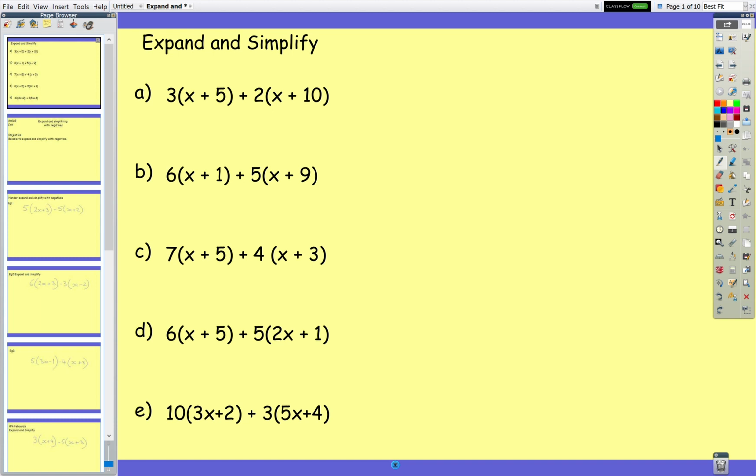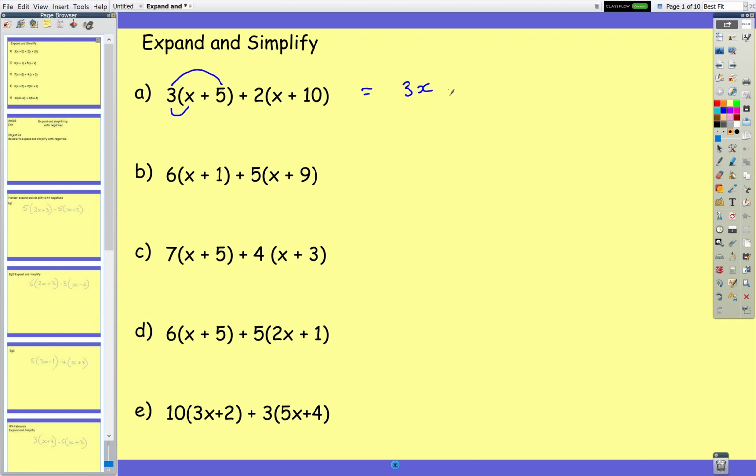Expanding and simplifying. Okay, some of you were struggling, particularly when in the middle you had a negative. So let's start off with the positive ones first. If you want to stop this tutorial, try the first 5 questions and then press play. Right, so first question, 3 times x gives me 3x.